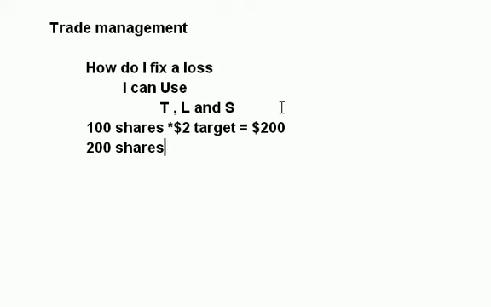I'm going to give you an example of how T, L, and S work. Just normal things, 100 shares. Let's do this: 100 shares times a $1 target equals the same as, let's go to a $2 target, it's going to equal $200. This would be the same as saying 200 shares times a $1 target. This is going to equal $200.